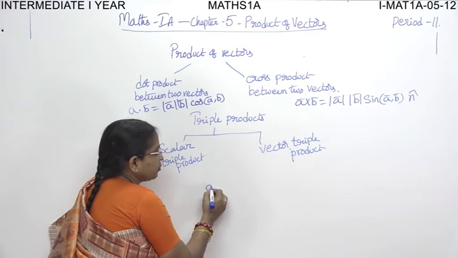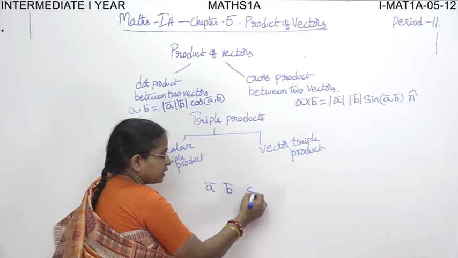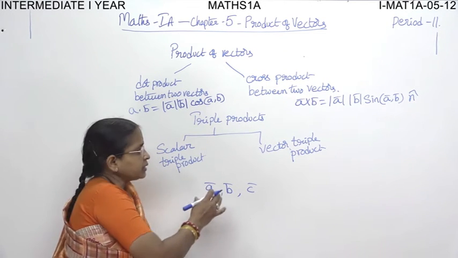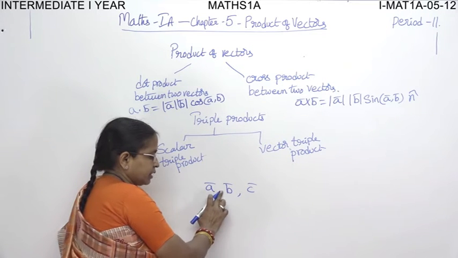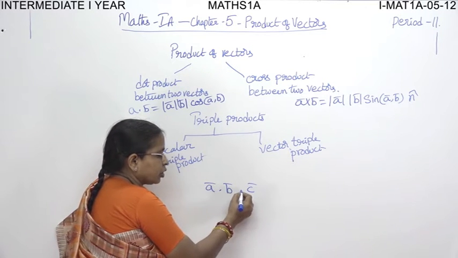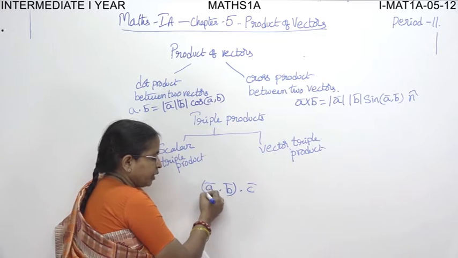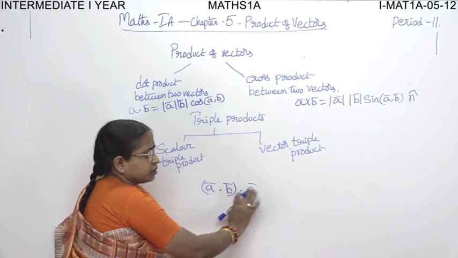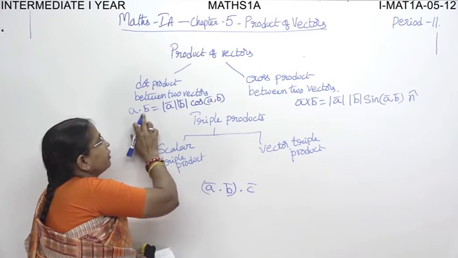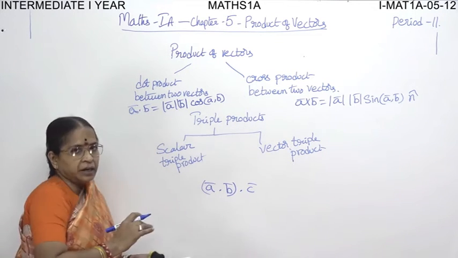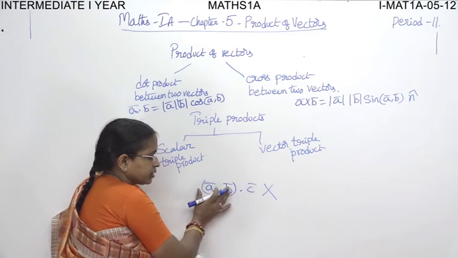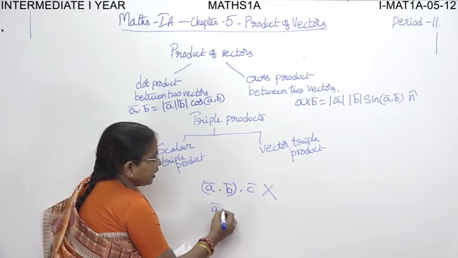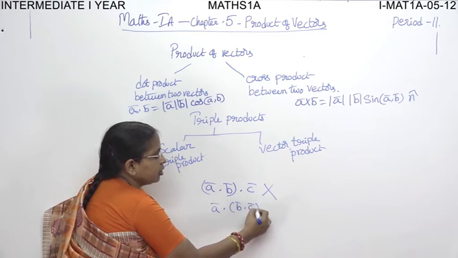Now suppose that you have three vectors A, B and C. Then what all the products can be defined between these three vectors? Suppose I take both dot, then A dot B dot C. A dot B is a number. A number dot vector is not defined. Vector dot product is defined only between two vectors. So this is not defined because this is a number. Number dot vector is not defined. In the same way, A dot of B dot C is also not defined.